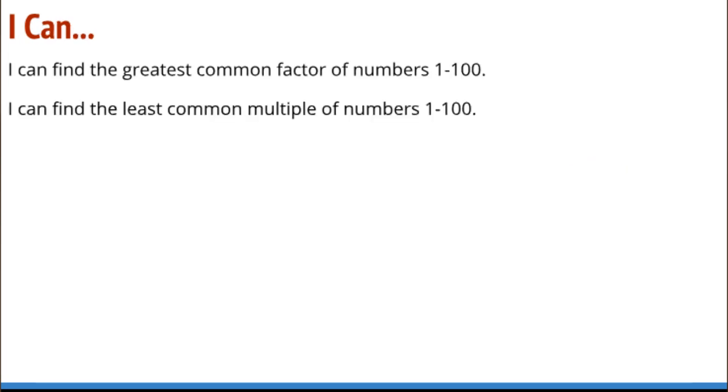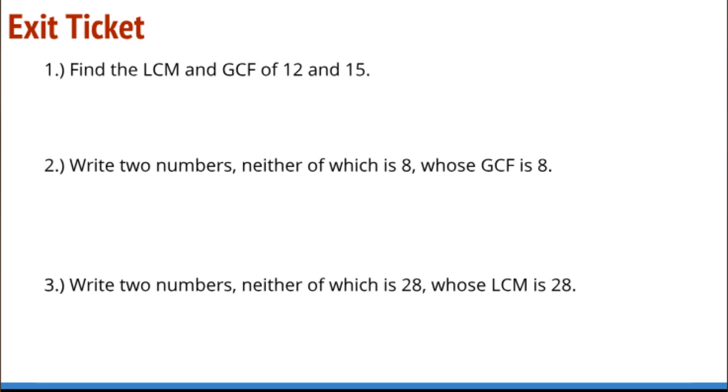All right, so looking at some I can statements here, I can find the greatest common factor of numbers 1 through 100. I can find the least common multiple of numbers 1 through 100. For both of these, we were really looking at kind of a prime factorization approach here as we found what they had in common and worked with that. All right, that would be the exit ticket. So that concludes Module 2, Lesson 18 for greatest common factor and least common multiple.